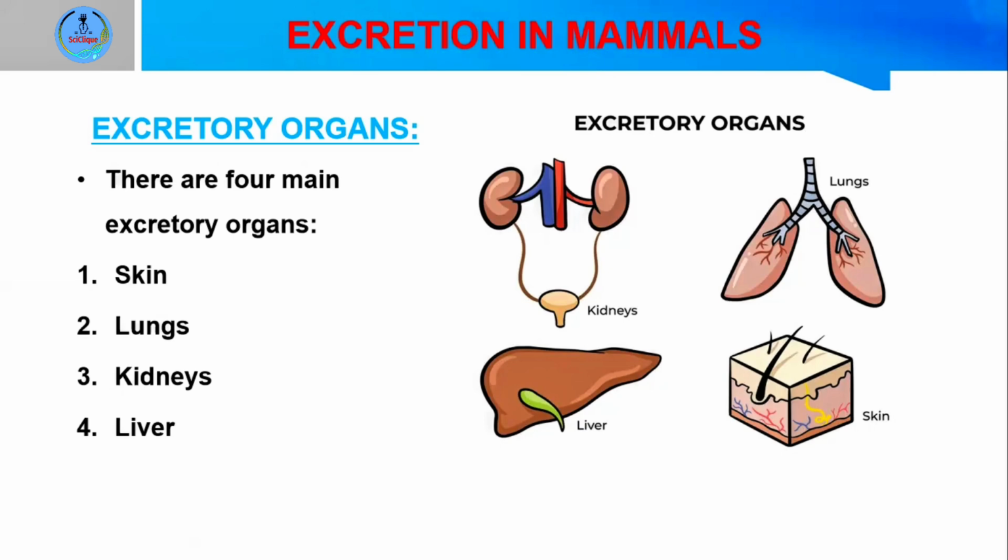Now, mammals are large and quite complex organisms. We have so many different cells in our body, and therefore we need to have an elaborate system of excretion in order to remove all of these waste products. So we have four main excretory organs in our body. We have the skin, the lungs, the kidneys, and the liver.